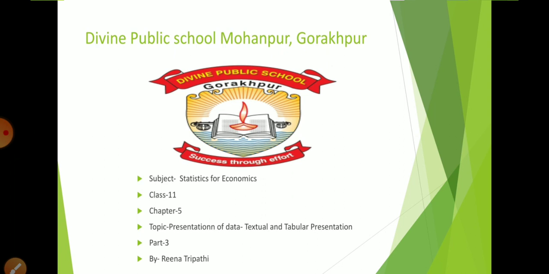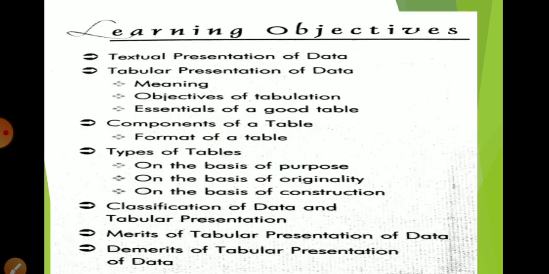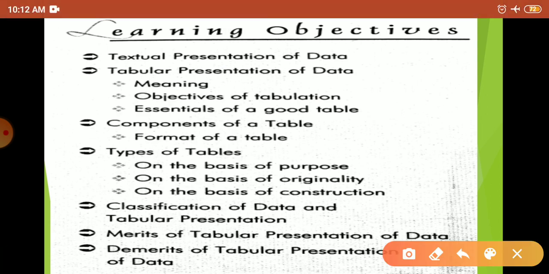Till now we had completed theory part of this chapter. We had learned in detail about the textual presentation and tabular presentation. What is textual presentation? When data are given within the text, this is known as a textual presentation. Now tabular presentation: when data are arranged within row and column, that is known as a tabular presentation. Why we do that?